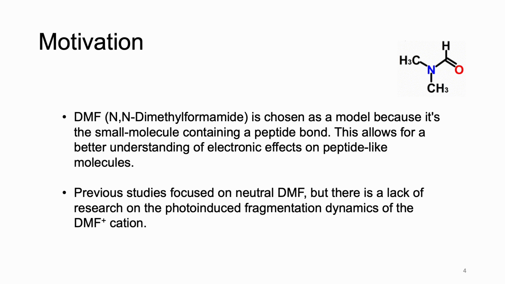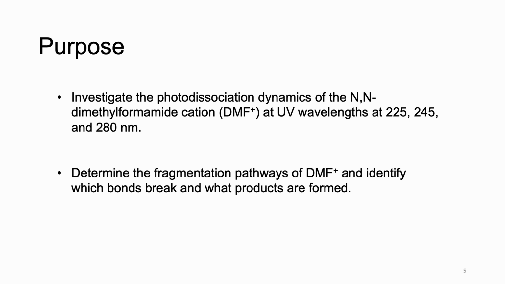Previous studies have focused on the photodissociation of neutral DMF, but there is a lack of research on the photo-induced fragmentation dynamics of the DMF cation. The study aims to investigate the photodissociation dynamics of the DMF ion at 225, 245, and 280 nanometers. We also want to understand how the DMF ion fragments when it absorbs UV light and to identify the resulting fragment ions and their energy distribution. They use velocity map imaging (VMI) to help interpret the experimental results.